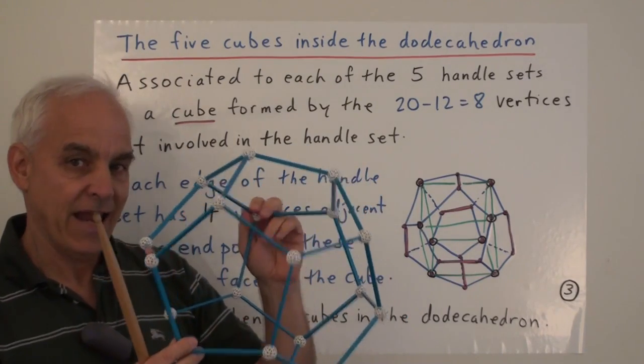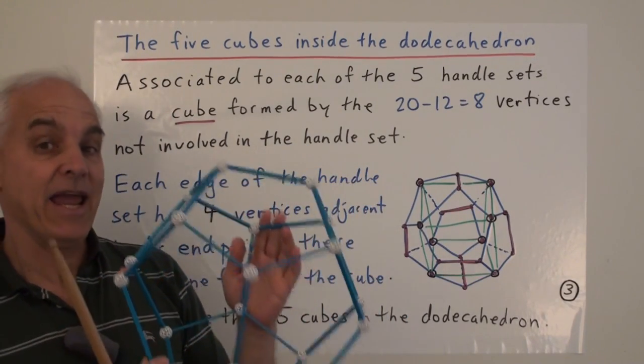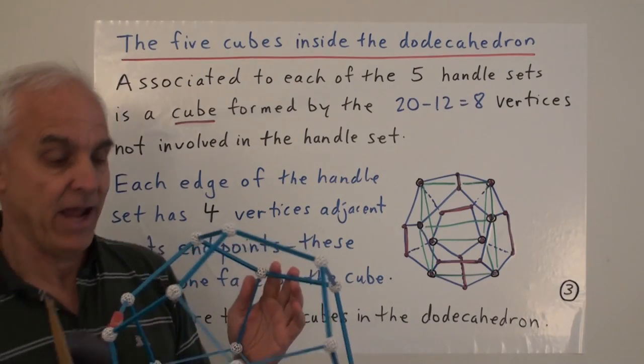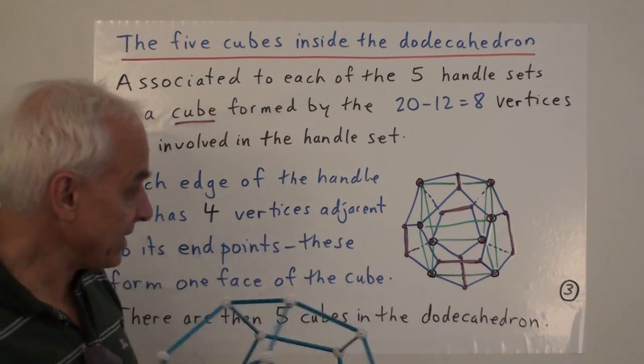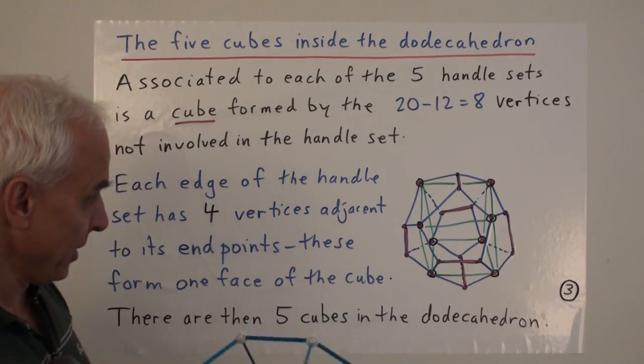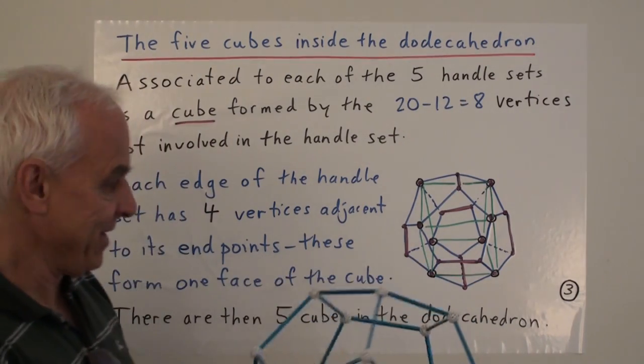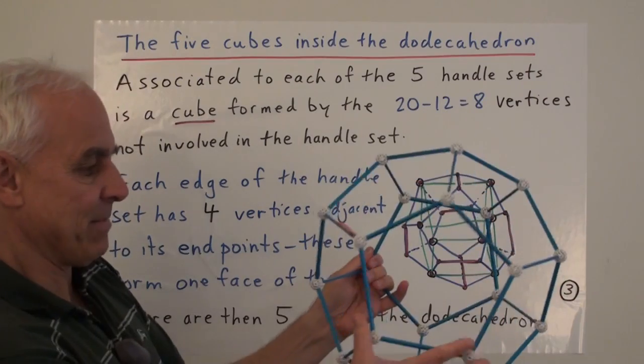12 are involved in any one handle set, and that leaves 8 vertices left over for every handle set, and that is then turning out to be a cube. And let's have a look at what that actually looks like. So here's a picture of the same story here.